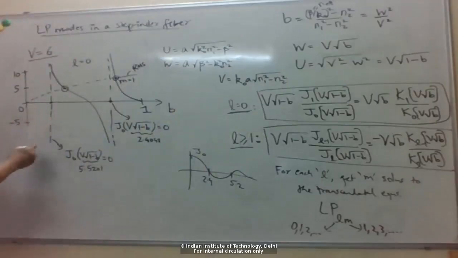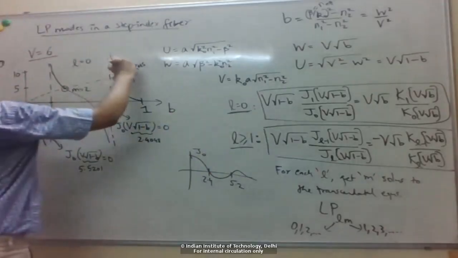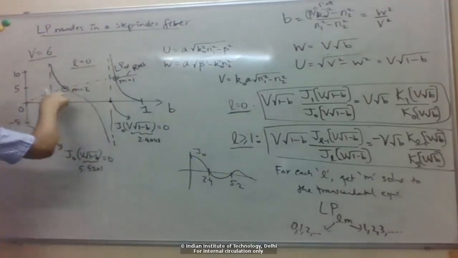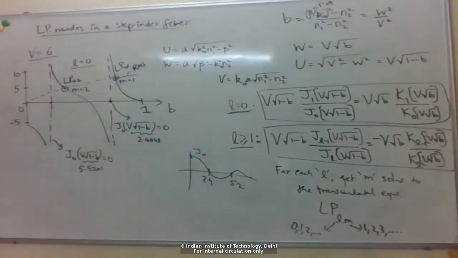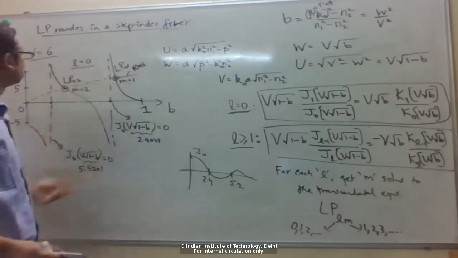Okay, and basically those are the only two modes here. So now this one doesn't have any intersection with this stuff. So this is L equal to 0, so this will be LP01, this will be LP02, okay, and the corresponding B values we can get from this. Right, so LP01 is sort of the fundamental mode, LP02 is the higher order mode.